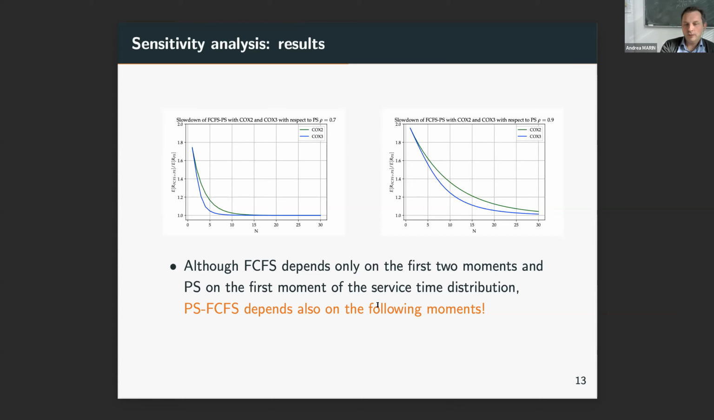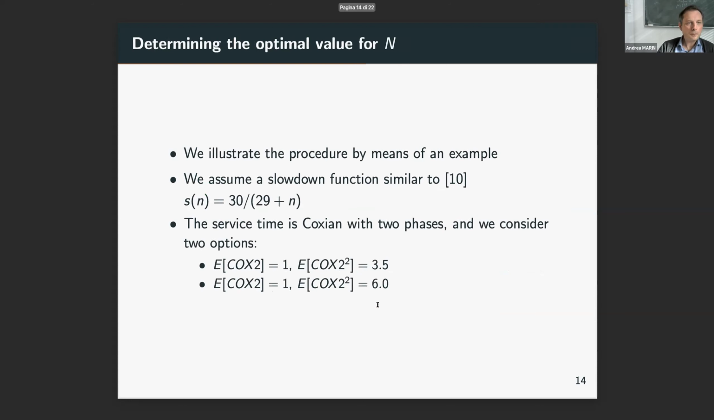It's true that to emphasize this result, we have taken some parameterization of the service time that is designed to show these aspects in a very evident way. And for practical purposes, you can say that it depends on the first two moments, but it's interesting to see from a theoretical point of view that instead there is a high sensitivity to higher moments.